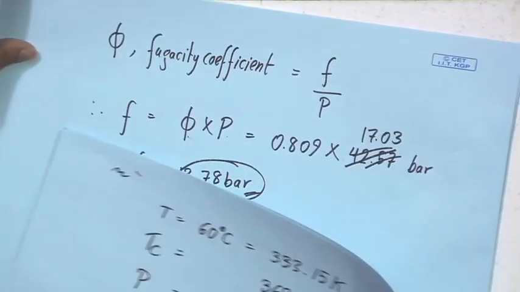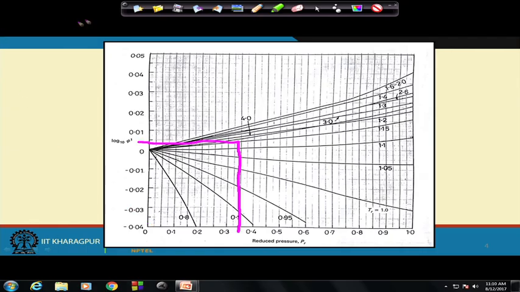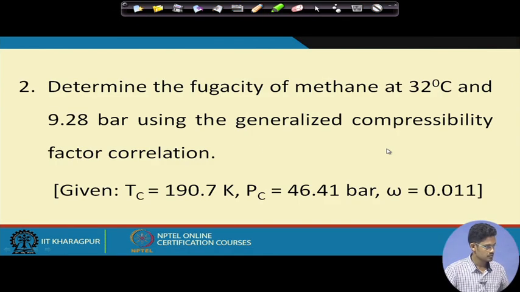So I am going to do a similar problem. That's our second problem. I am going to read out the problem. Determine the fugacity of methane at 32 degrees Celsius and 9.28 bar using the generalized compressibility factor correlation. The Tc, Pc and eccentric factor values are given. So we proceed in the same way we did in the last problem.